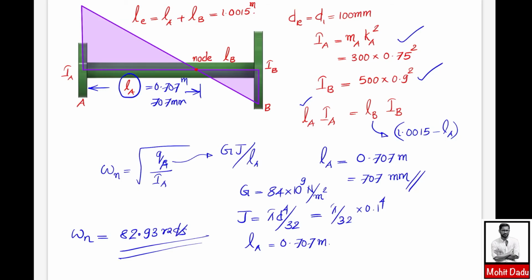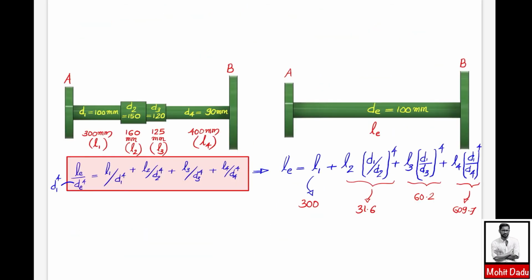In the torsionally equivalent shaft, this node is coming somewhere here. That means this length is the position of the node, and you do not yet know where the node is in the actual one. Anyway, this length is 707 mm.